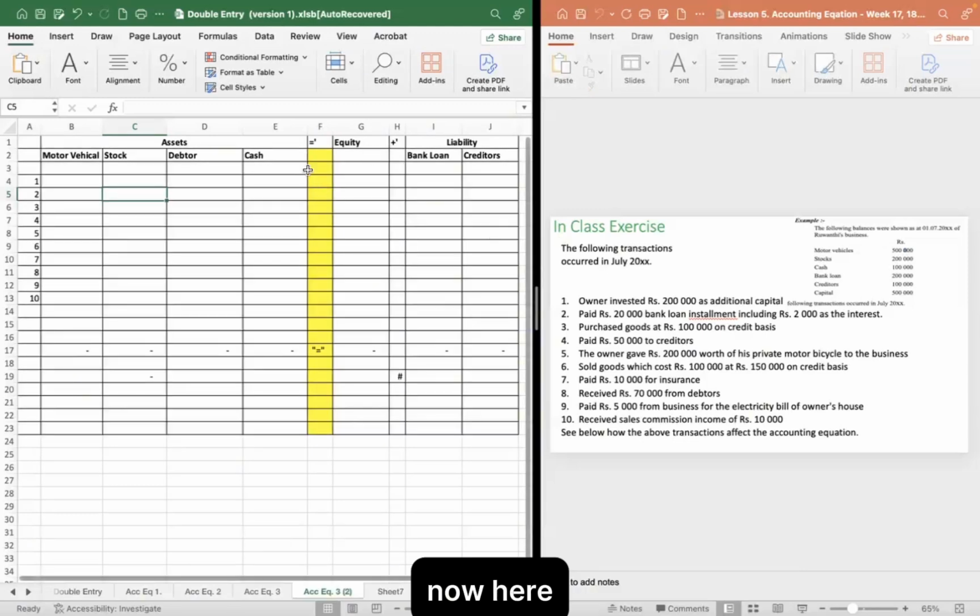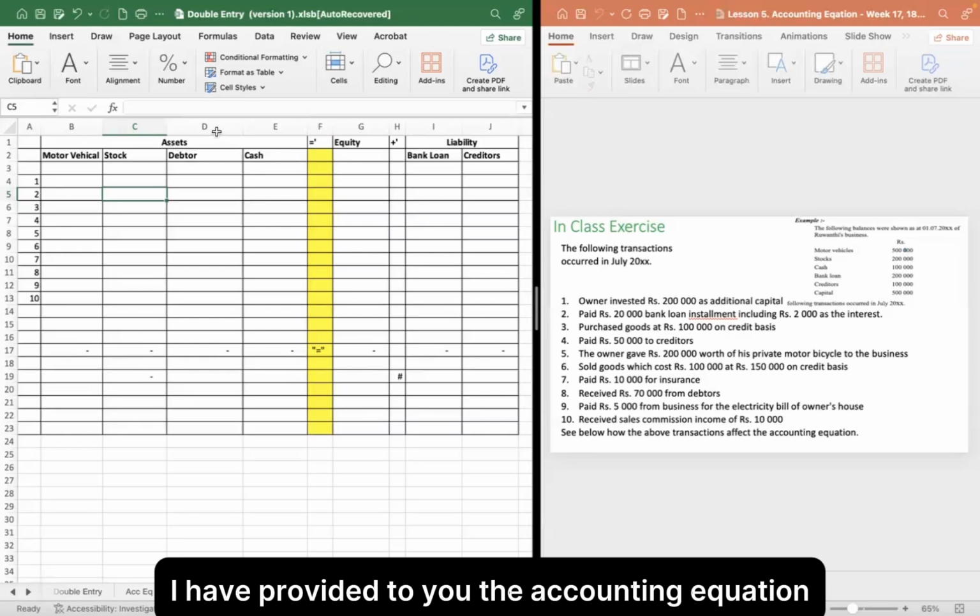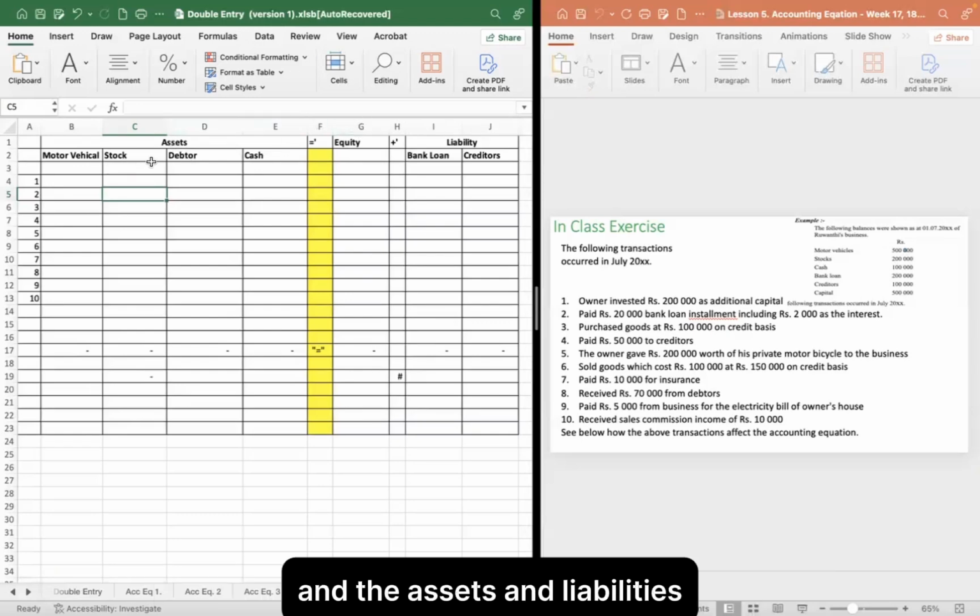Now here I have provided you the accounting equation and the assets and liabilities.